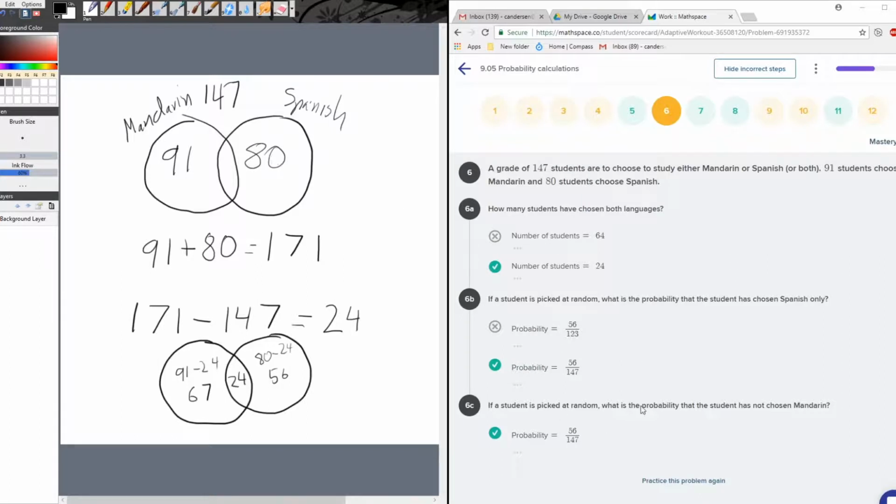Now, we do not want that circle. So what I like to do is just scribble it out. So we don't want the Mandarin circle. We got rid of it all. So we can see that the answer would just be 56. But it wants it as a probability, so it needs to be a fraction. So the answer would be 56 out of 147.